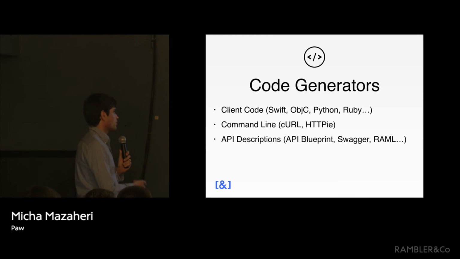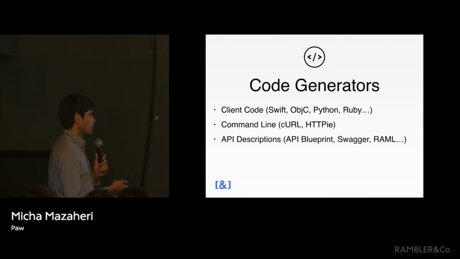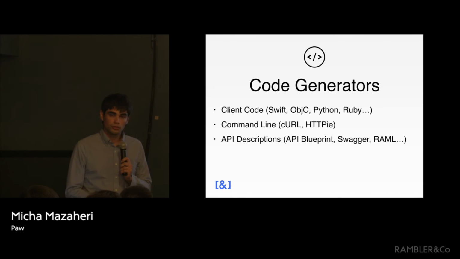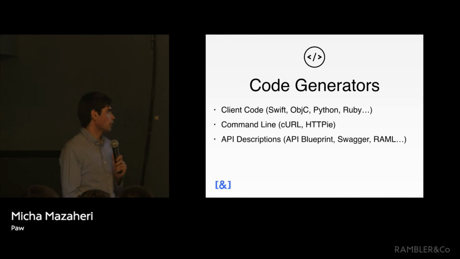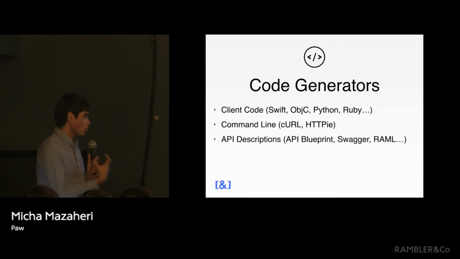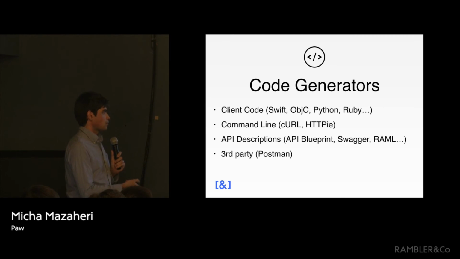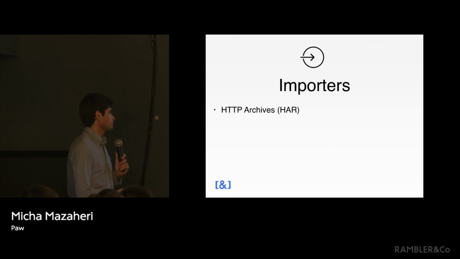It integrates with API descriptions. Blueprint, Swagger, RAML can generate full descriptions from your whole document, not only from some snippets for one request. Also supports export to third-party apps like Postman.